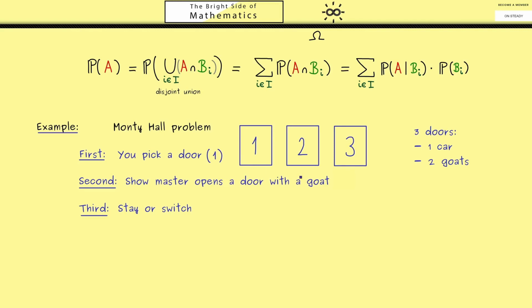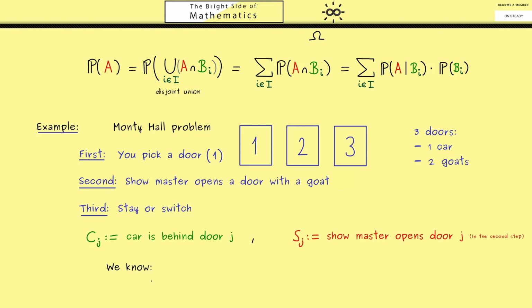Here, please note the names for the doors are arbitrary, so we can call the first door we pick just 1. Moreover, we need some names for the events we consider here. Here, C_j should be the event that the car is behind door j. In addition, S_j should be the event that in the second step, the showmaster opens door j. Hence, we already know some conditional probabilities. And in order to make our life a little bit easier, let's only consider the case that the showmaster opens door 3. The other interesting case with S_2 can be described in the same way.